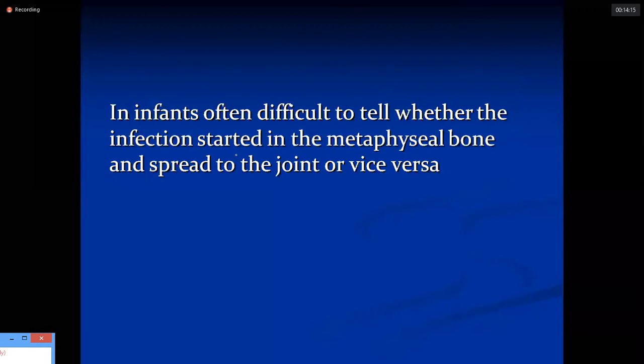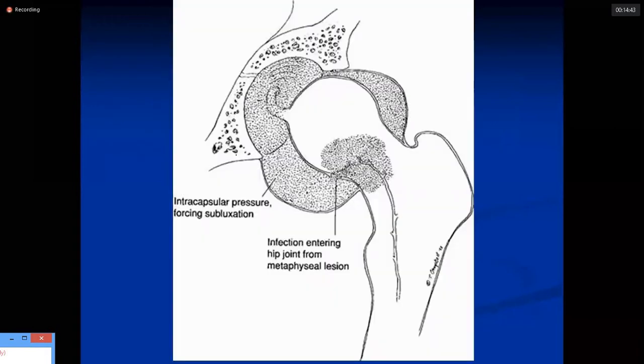And again, remember, in infants it is often difficult to tell whether the infection started in the metaphyseal bone and spread into the joint or vice versa. Many times, septic arthritis and osteomyelitis are concomitant, so both may be present. It is very difficult to say whether it was osteomyelitis first leading to septic arthritis, or septic arthritis first leading to osteomyelitis.